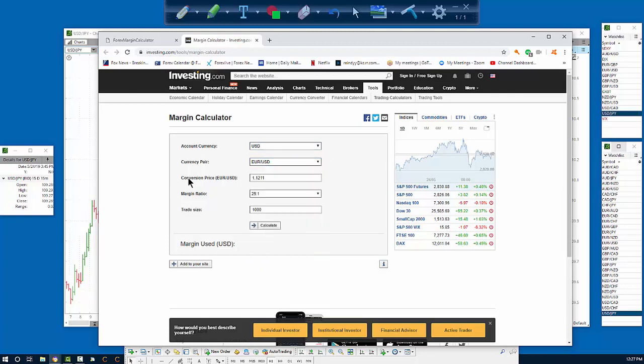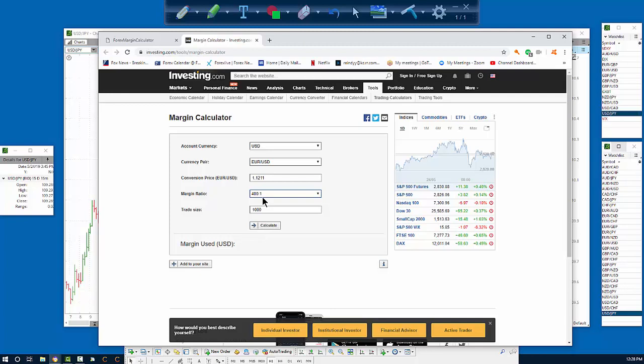And then it has the current conversion rate, and then it asks the margin ratio. Depending on what broker you're trading with, your margin ratio is essentially your leverage ratio. I trade with a 500 to 1 leverage, which isn't even on the list here, so I'll just do 400 to 1, because there's not much difference between a 400 to 1 leverage and a 500 to 1 leverage, right?